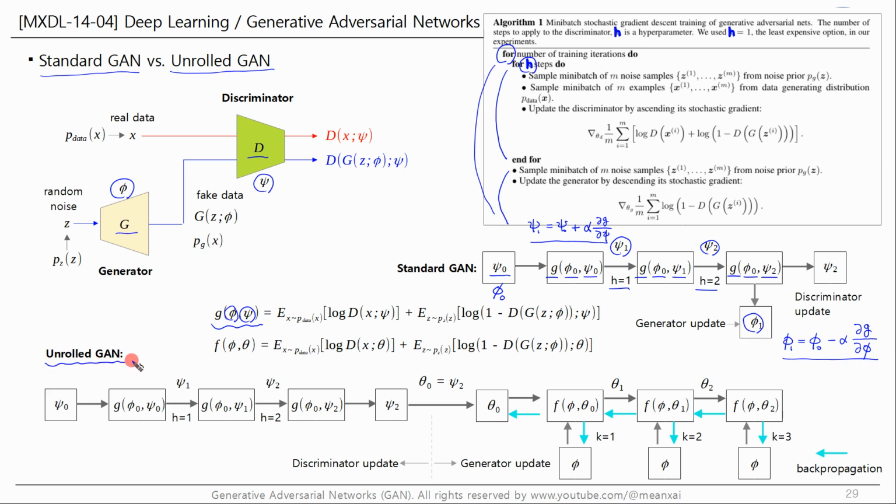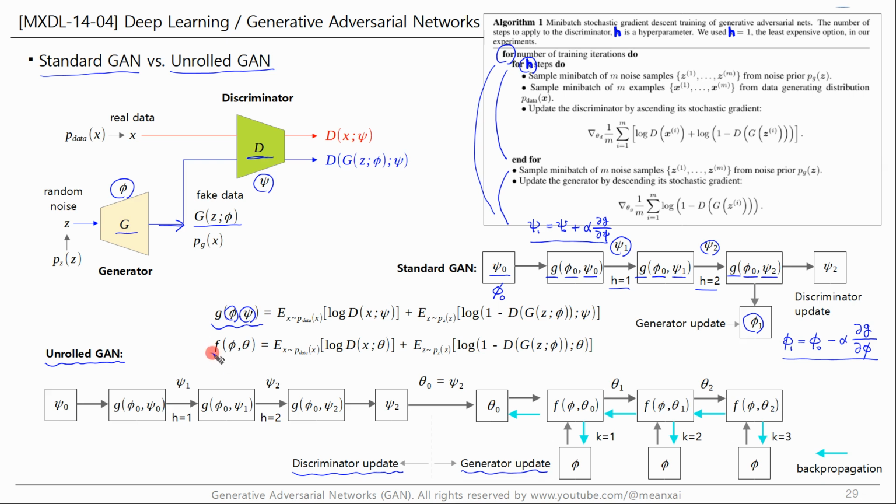Next, let's look at Unrolled GAN. The discriminator is updated in the same way as a standard GAN. The generator is updated, taking into account how the discriminator reacts when the generator is updated. If the generator tries to generate an incorrect g of z, the discriminator will try to increase the loss. If the generator could know this in advance, it could try to generate a better g of z. This is the key point of Unrolled GAN.